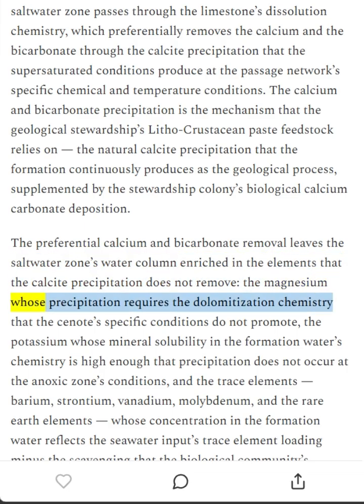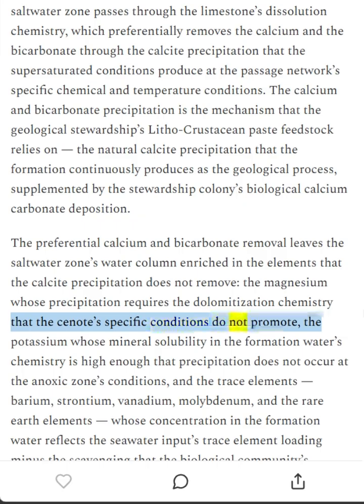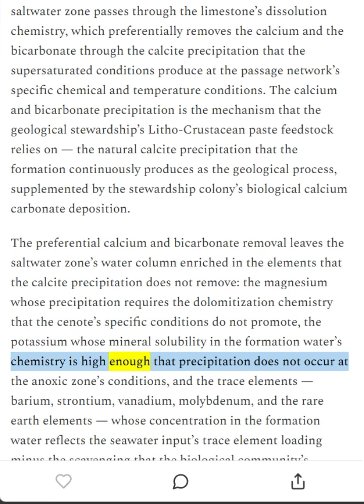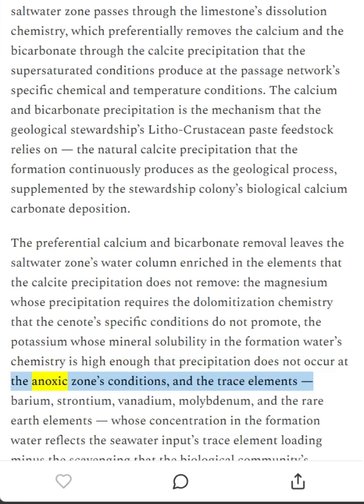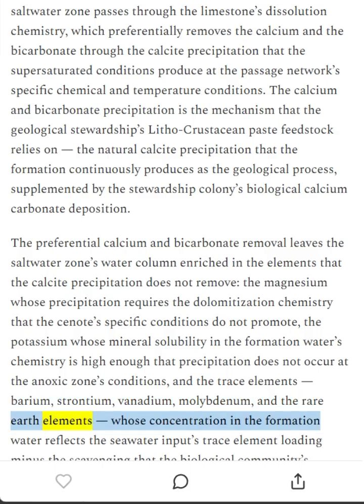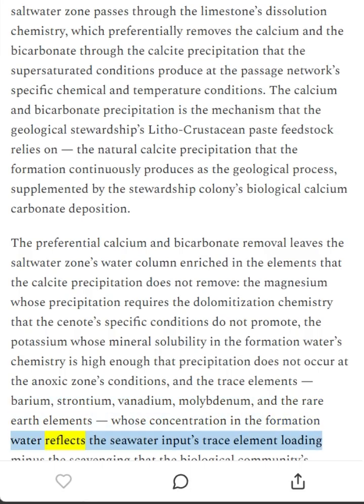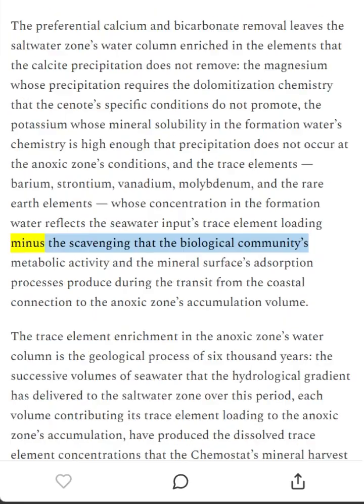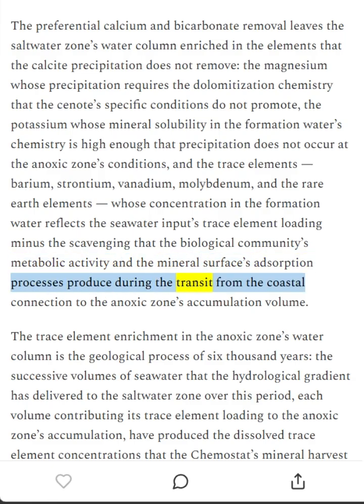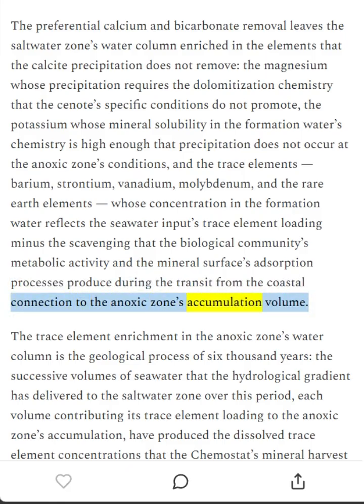The magnesium, whose precipitation requires the dolomitization chemistry that the cenote's specific conditions do not promote. The potassium, whose mineral solubility in the formation water's chemistry is high enough that precipitation does not occur at the anoxic zone's conditions, and the trace elements, barium, strontium, vanadium, molybdenum, and the rare earth elements, whose concentration in the formation water reflects the seawater input's trace element loading minus the scavenging that the biological community's metabolic activity and the mineral surface's adsorption processes produce during the transit from the coastal connection to the anoxic zone's accumulation volume.